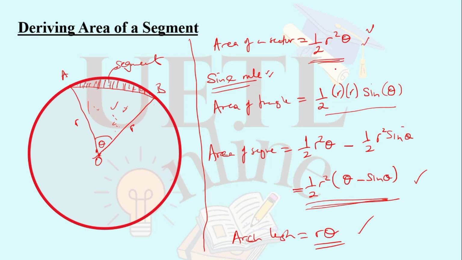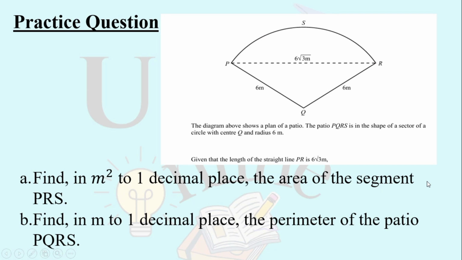Let's see how we apply this in a question. On our practice question here, we have a question from another question paper. Let's take a look at it. The diagram above shows the plan of a portico. Portico is where people sit.